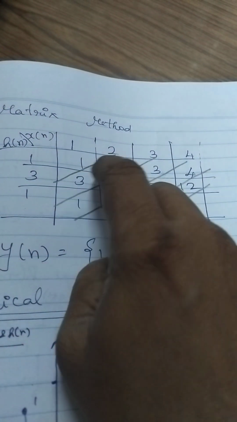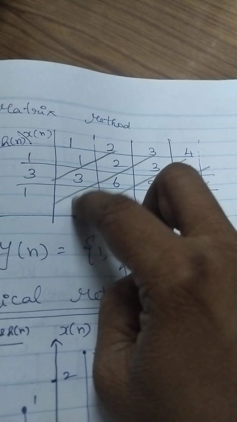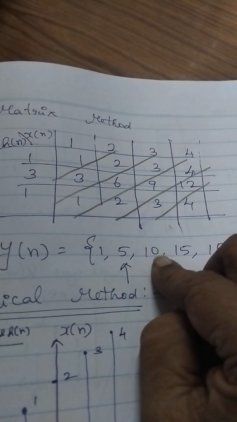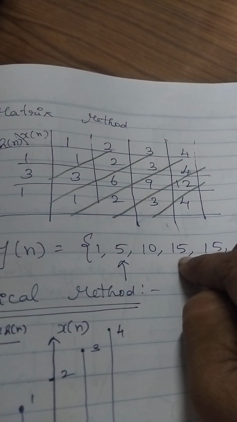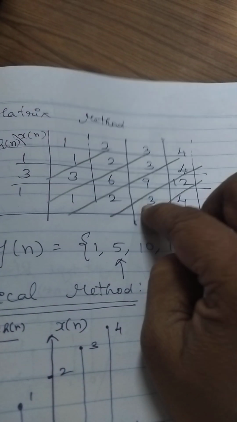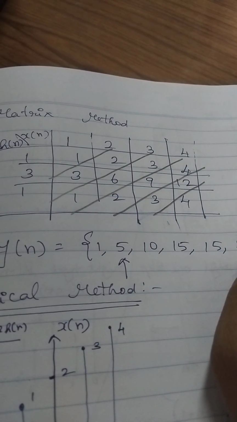The second one is the sum of this, 3 plus 2, is 5. The third element is 1 plus 6 plus 3, it is 10. The fourth element is 2 plus 9 plus 4, it is 15. The fifth element is 3 plus 12, which is 15. The last element is 4.